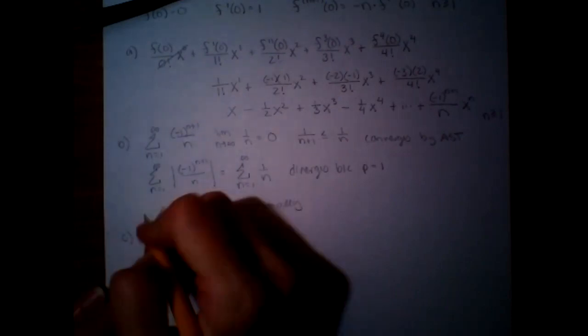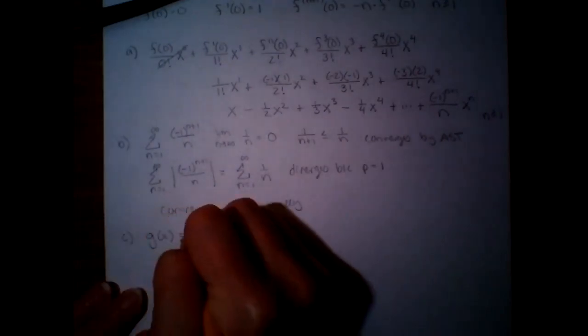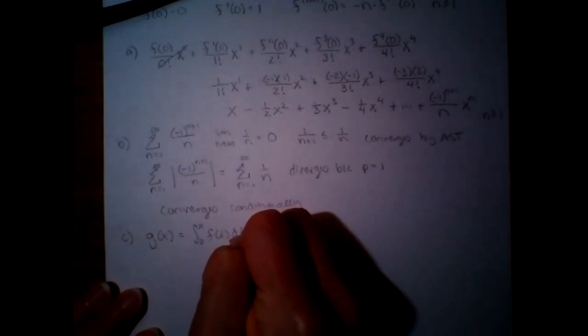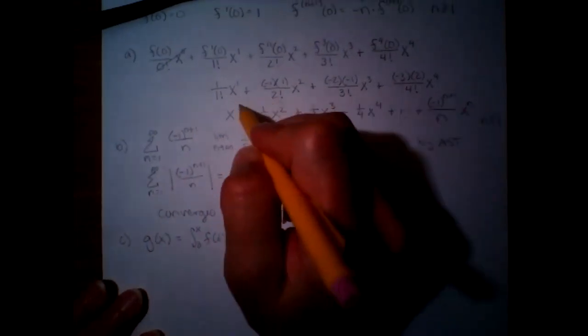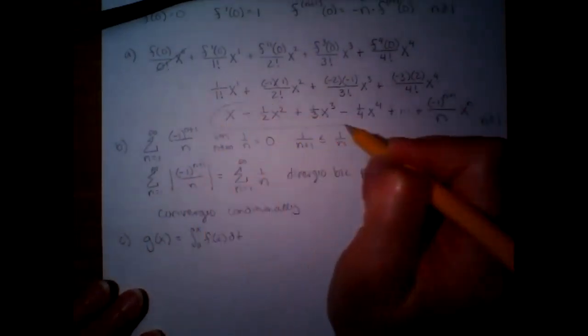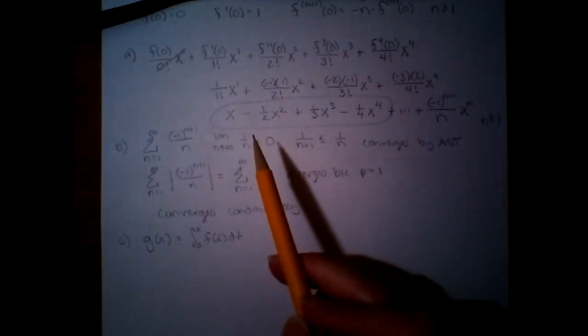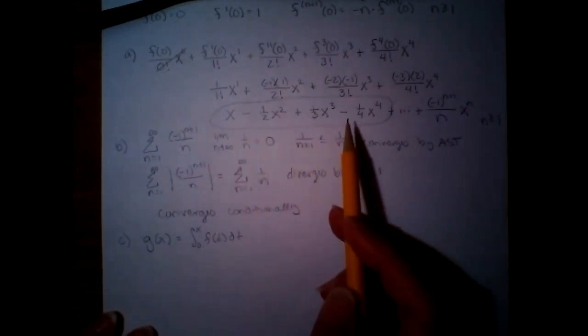All right, letter C says, write the first 4 non-zero terms and the general term of the Maclaurin series for G. Let me write this out. G of x equals the integral from 0 to x of f of t dt. All right, so we're looking back at what we have right here, and we're just going to do the antiderivative of these terms.